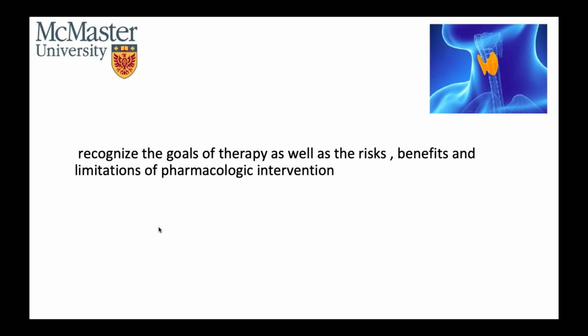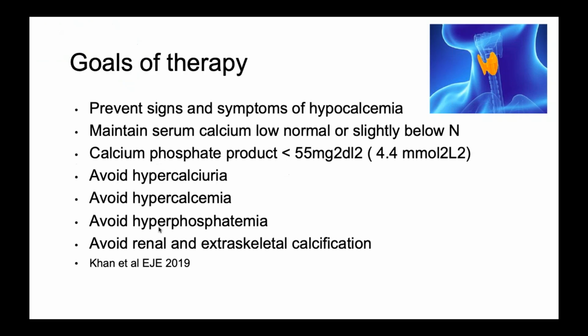So our next learning objective is, what are the goals of therapy? And what are the risks, benefits, and limitations of pharmacologic intervention? So the goals of therapy are to prevent the signs and symptoms of hypocalcemia and to maintain serum calcium in the low normal or slightly below normal reference range. We want to keep the calcium phosphate product less than 4.4 or 55 milligrams squared per deciliter squared.